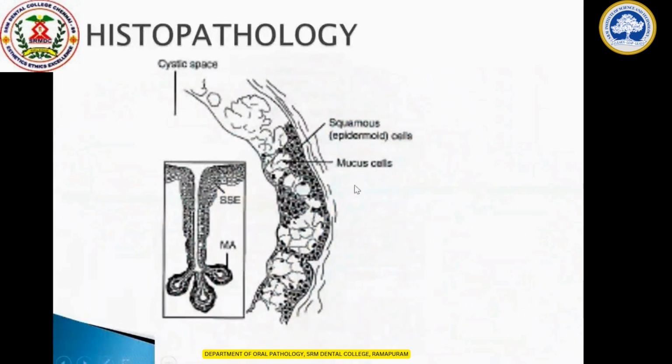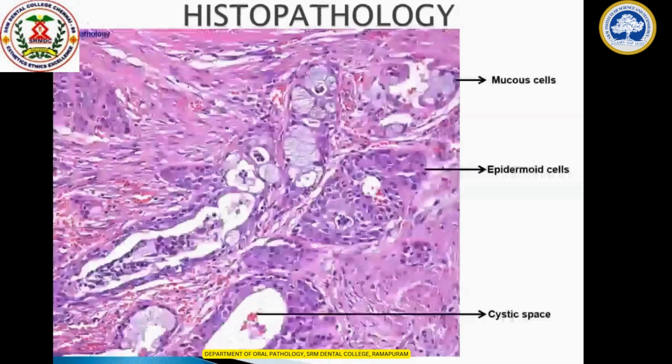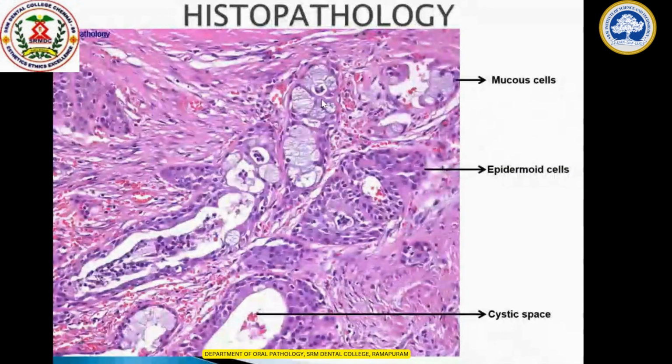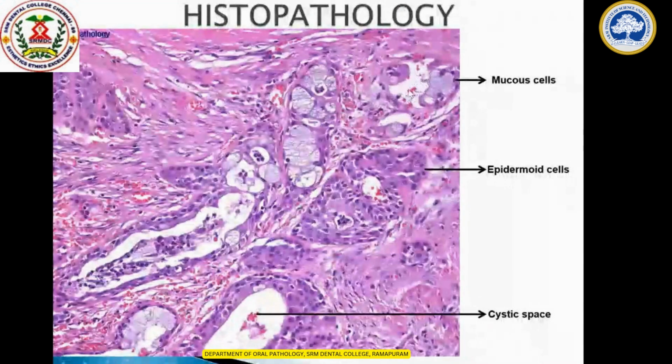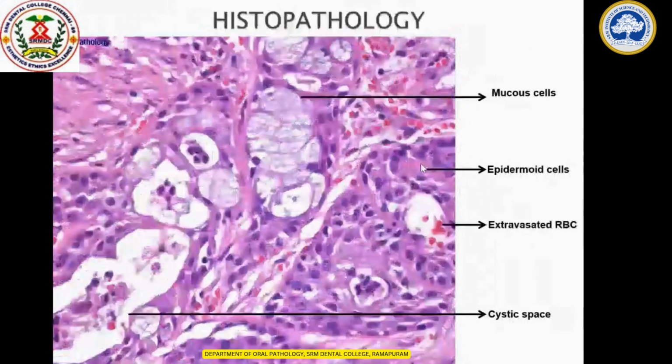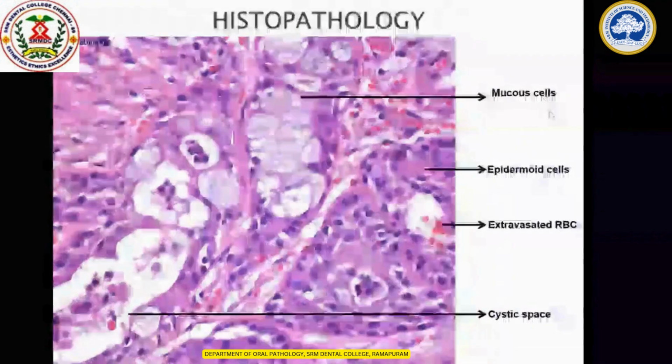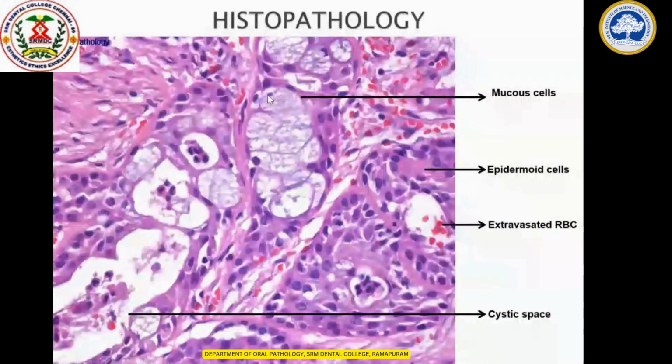And histopathology I already told, it will have cystic spaces lined by your mucous cells and cuboidal cells. This is the histopath picture showing it. These are the cystic spaces which will contain your mucous cells. These will contain the mucin pooling here, with the surrounding stroma showing solid areas. These solid areas consist of your epidermoid cells. The high power view shows your mucous cells with foamy cytoplasm and the nucleus pushed to the periphery. These are the polygonal epidermoid cells, the extravasated RBCs, and your cystic spaces.